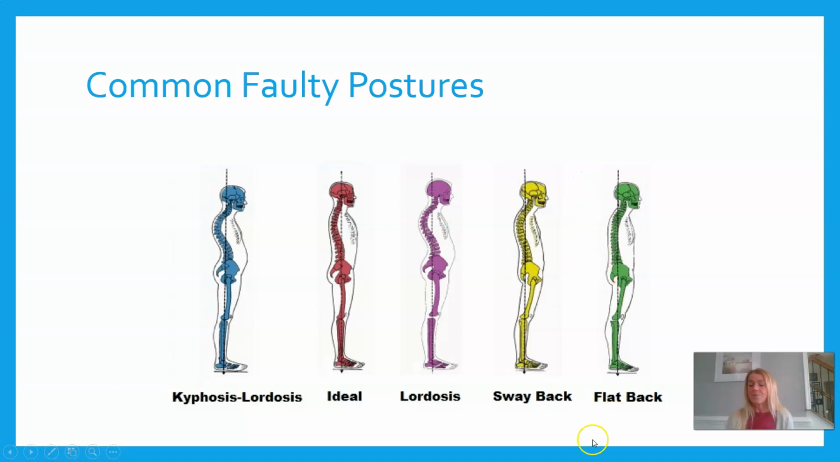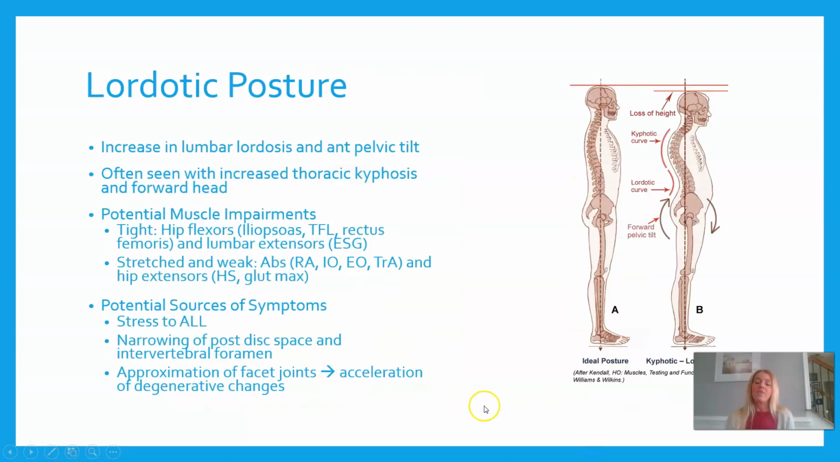So again, the first one is the lordotic posture, which is an increase in the lumbar lordosis, which puts the pelvis into an anteriorly tilted position, which you can see in this picture here. With that increase in the lordosis, the pelvis is going to come anteriorly then. This is often seen with an increase in the thoracic curve as well. So you see an increased lordosis and you also see an increased thoracic kyphosis as well. Forward head also often accompanies this posture.